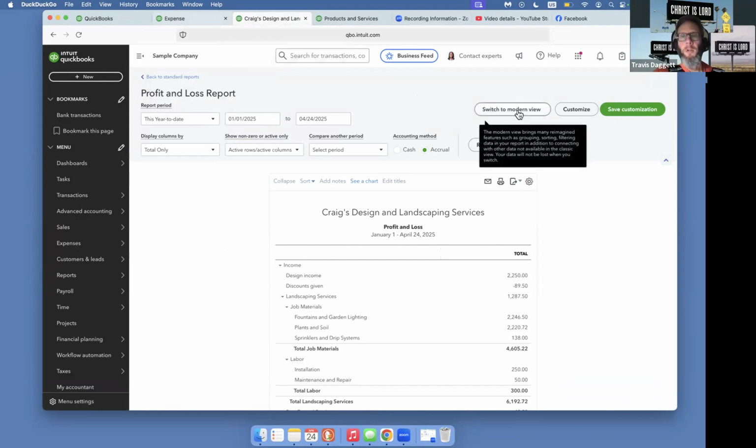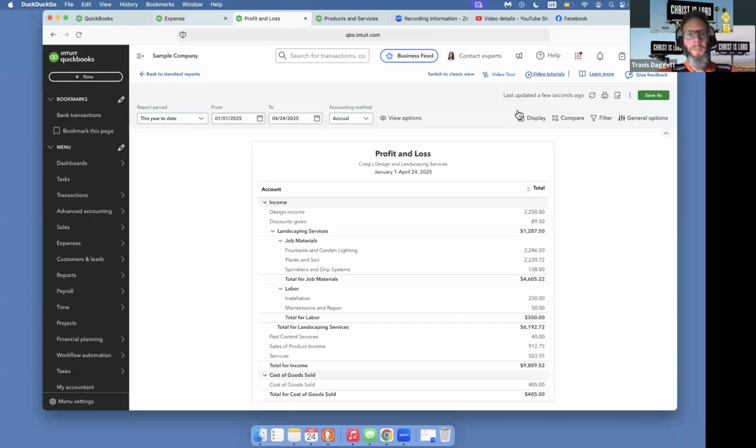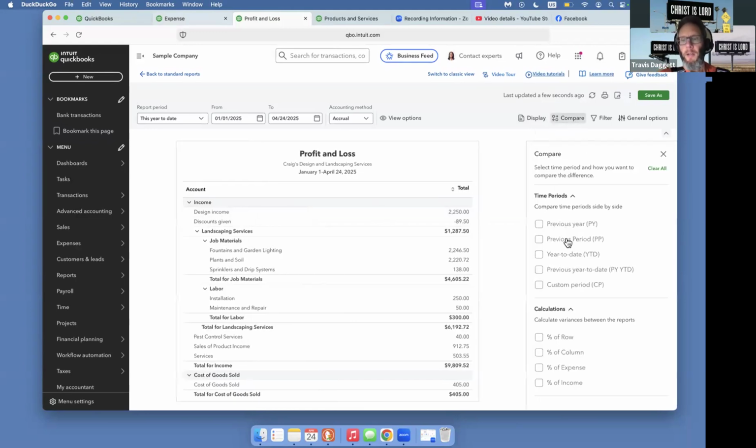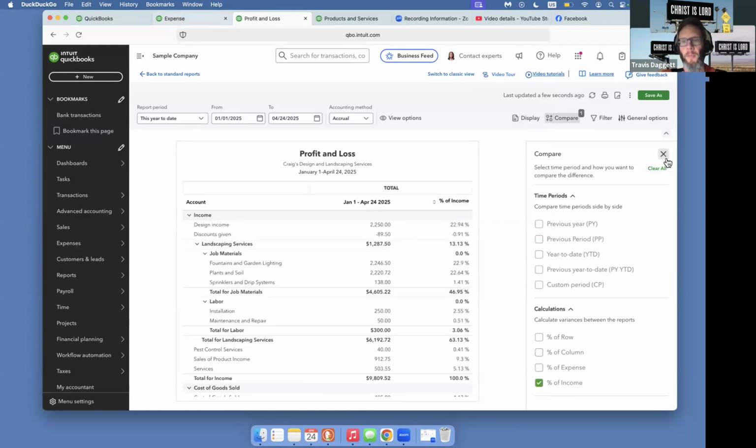But if you switch to modern view, and that may be your default, you'll see some differences. I want to show a couple. The compare is something interesting. Now, percentage of income is fairly common.